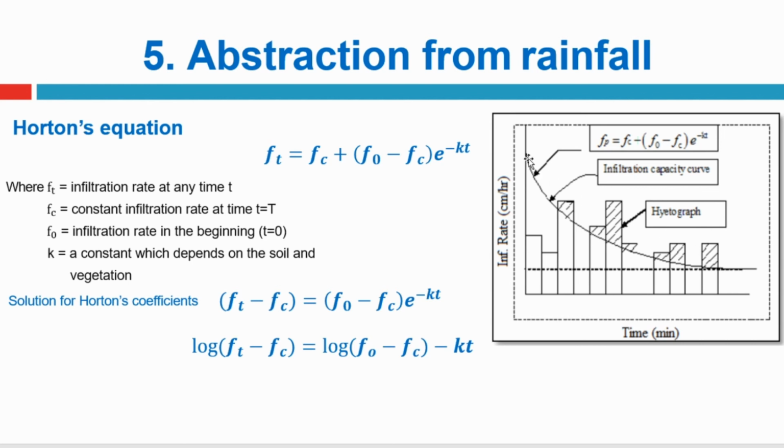Now I told you that this will be a non-linear curve. If this is a non-linear curve, I can use this exponential term, e raised to minus kt. Now why am I using the minus term?